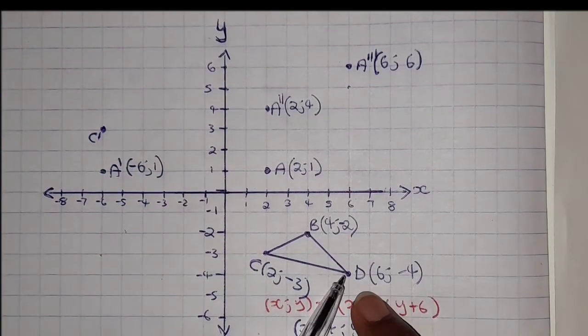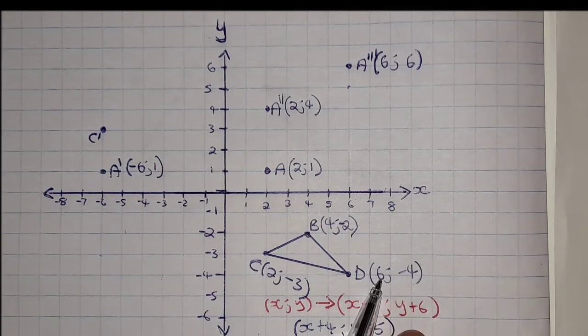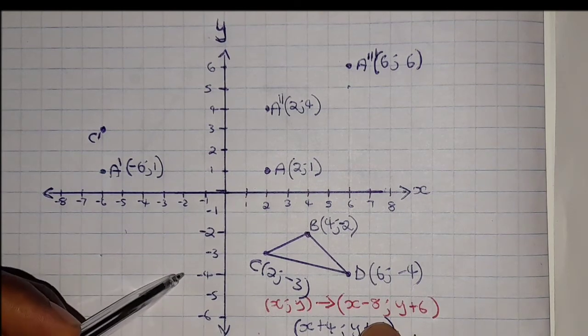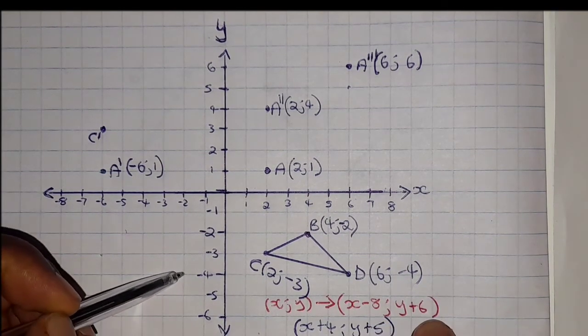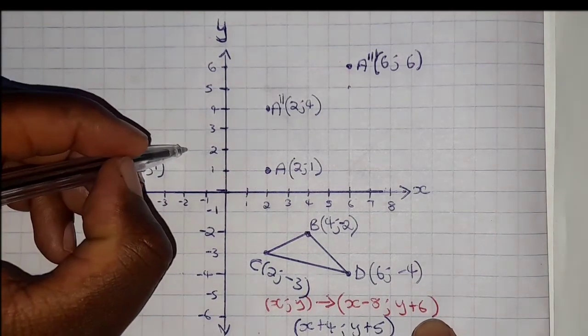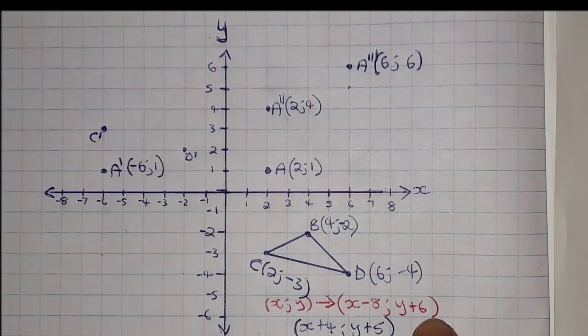And then here we have a 6, 4. So in the x, it's 8 steps. From 6 here is here. 1, 2, 3, 4, 5, 6, 7, 8. It comes here. And then 6 steps going upwards is 1, 2, 3, 4, 5, 6. So this is D, the first image of D.